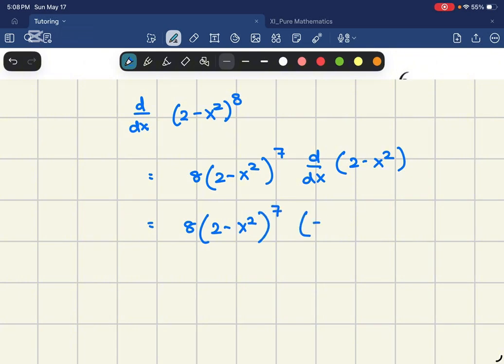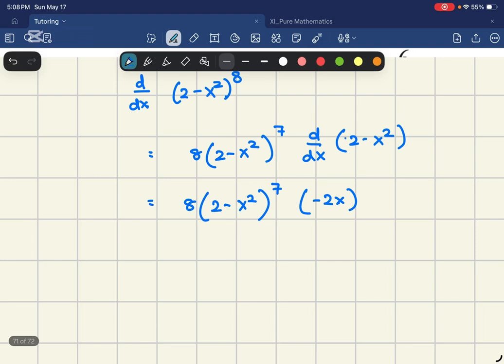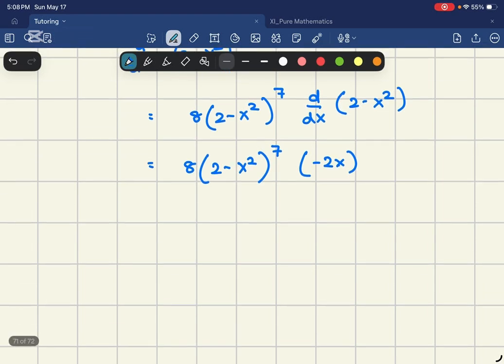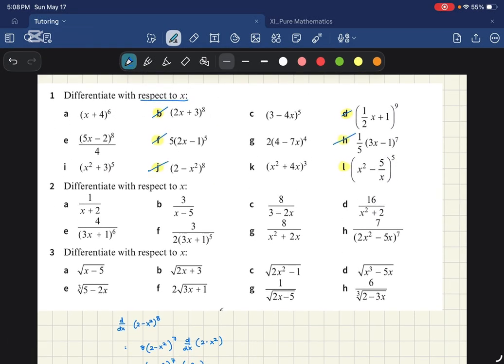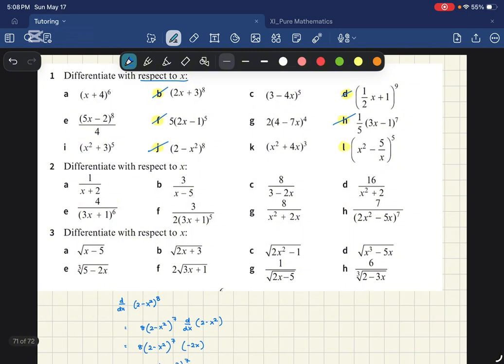So now 8(2 − x²)^7, and when you differentiate the inside, you get −2x, right? The derivative of 2 is 0. You keep the minus, and when you differentiate x², you get −2x. All right, so you get −16x(2 − x²)^7. That should be your solution. So j, we are done. I, you do it in the same way. E is also the same.